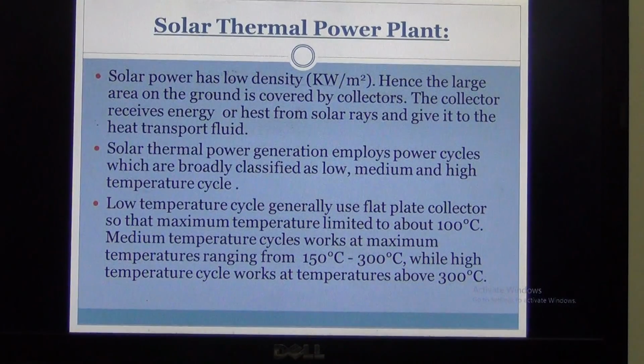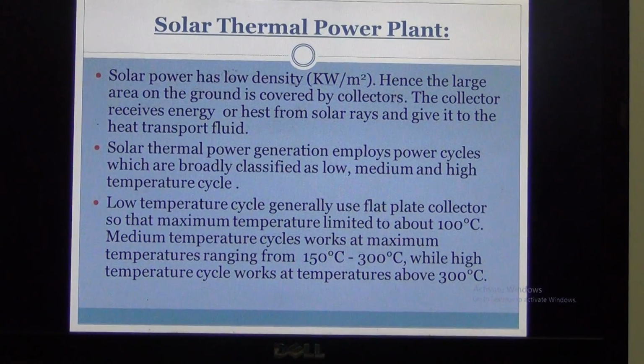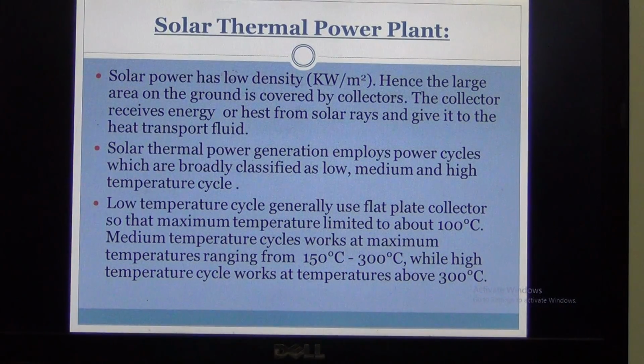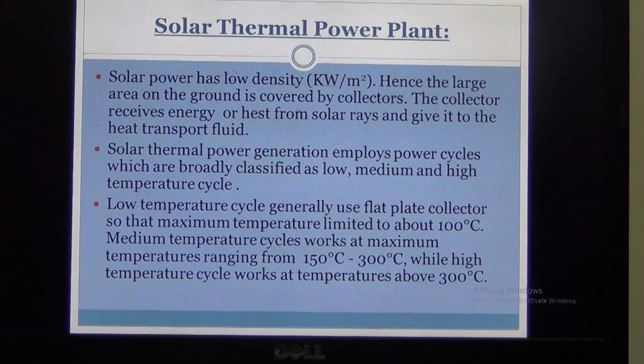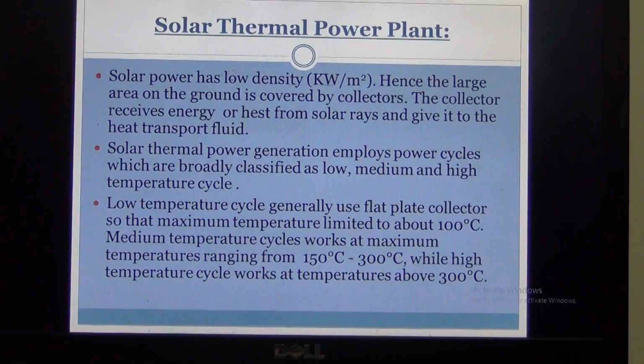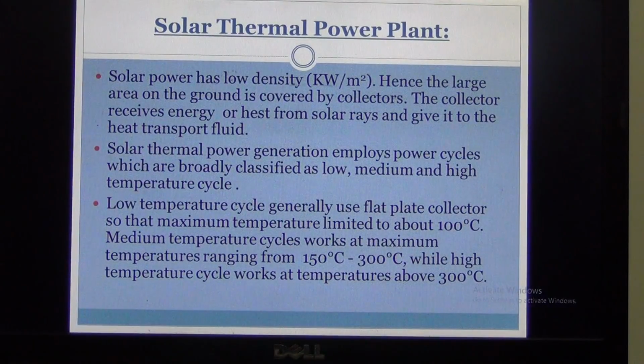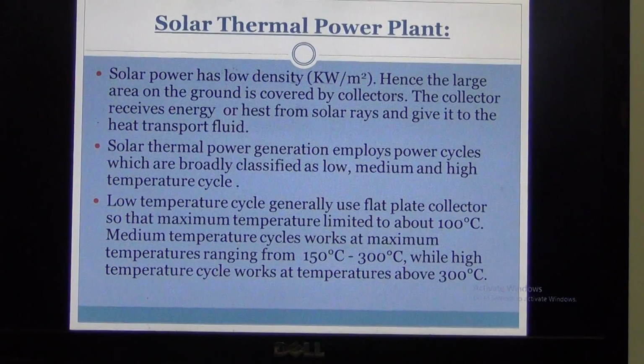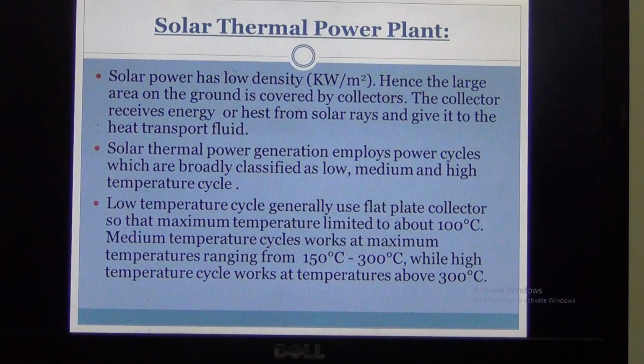The collectors receive energy or heat from the solar rays, and it gives the heat to the transport fluid. Solar thermal power generation employs power cycles, which are broadly classified as low, medium and high temperature cycles. The low temperature cycle generally uses flat plate collectors, so the maximum temperature is limited to about 100 degrees Celsius. The medium temperature cycle works at a maximum temperature ranging from 150 degrees Celsius to 300 degrees Celsius, while the high temperature cycle works at temperatures above 300 degrees Celsius.